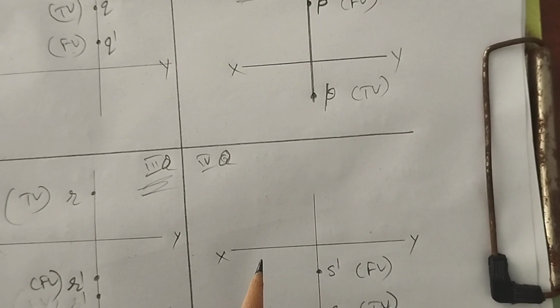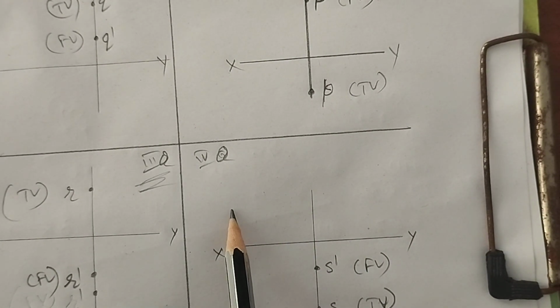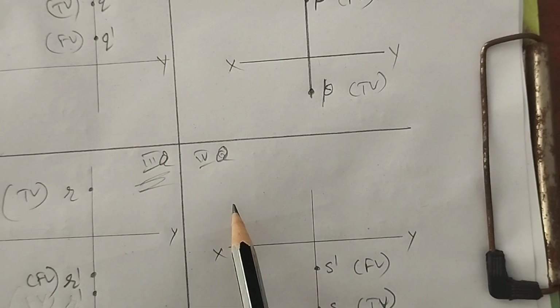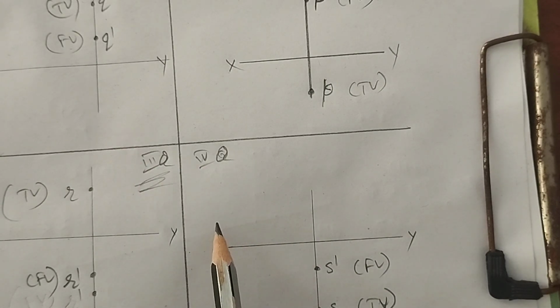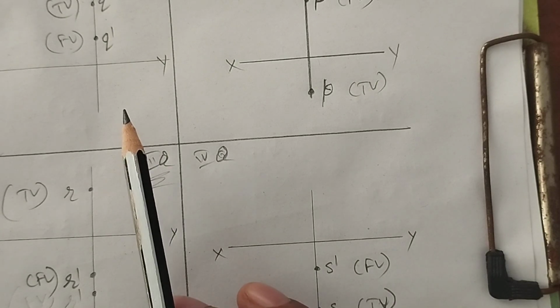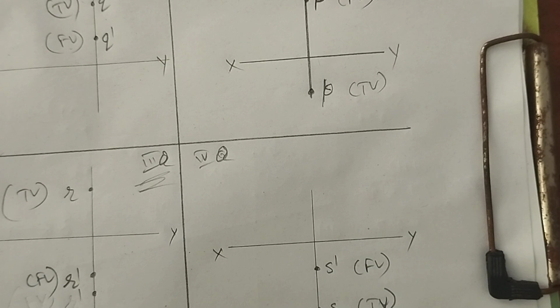Similarly, you can see the third quadrant and fourth quadrant. They are opposite to each other. In the third quadrant, the top view is above the front view, and in the fourth, the top view is below the front view. They are opposite.